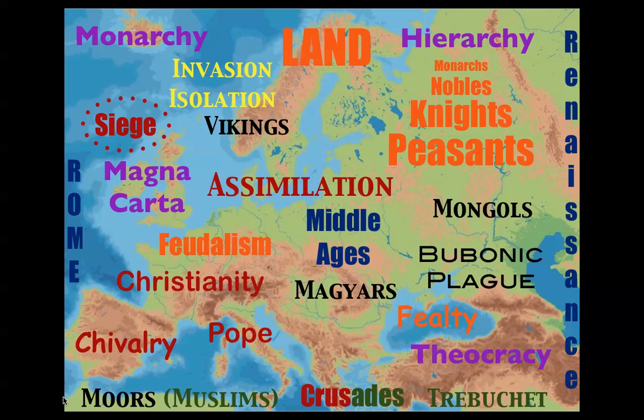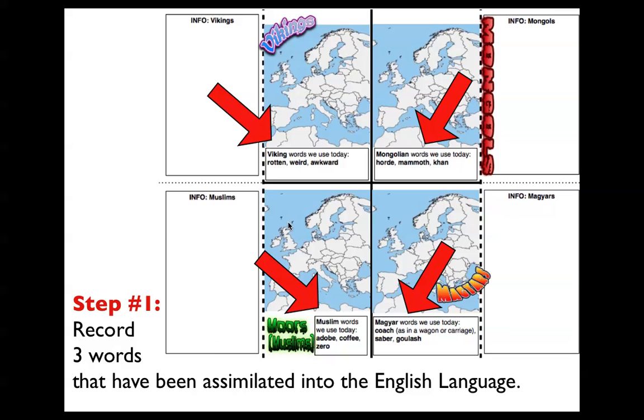And you're looking at the word splash, which reminds me that it's time on your foldable to record the words that we have in the English language today that we assimilated from those invasionary groups. So if you could please copy down the 3 words in each box onto your foldable, that would be wonderful. I'll give you time to do that. Go ahead and pause me.